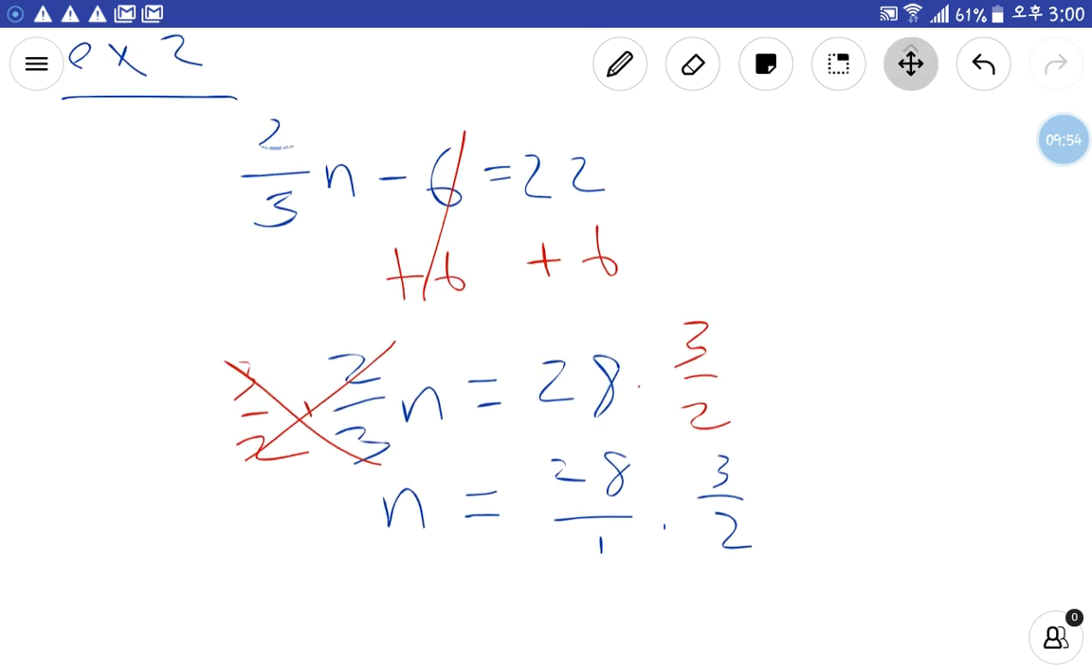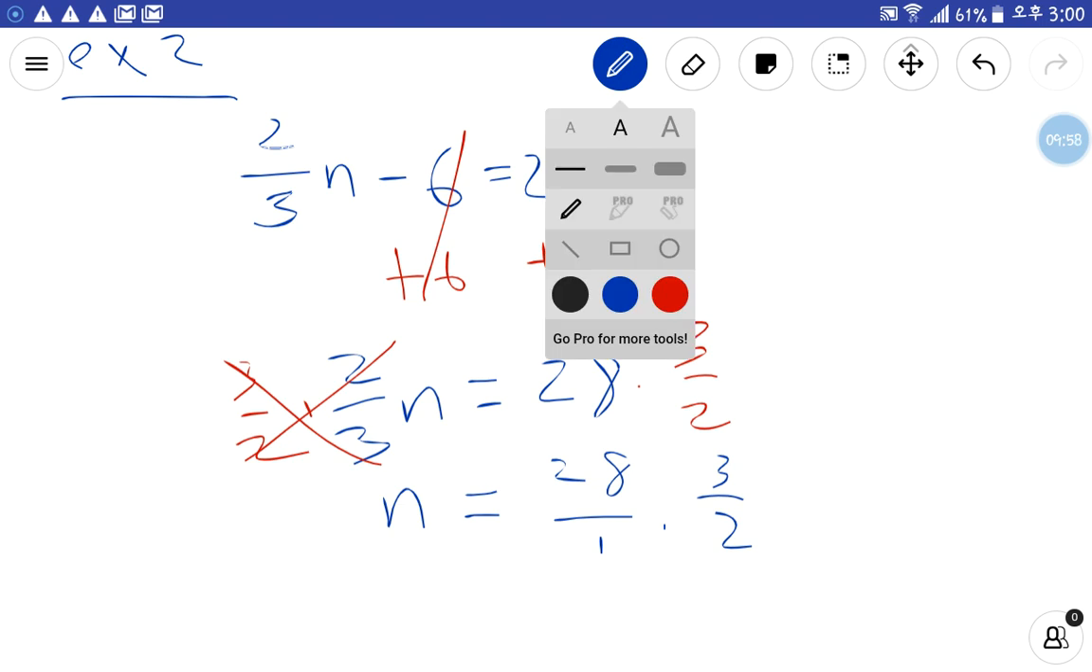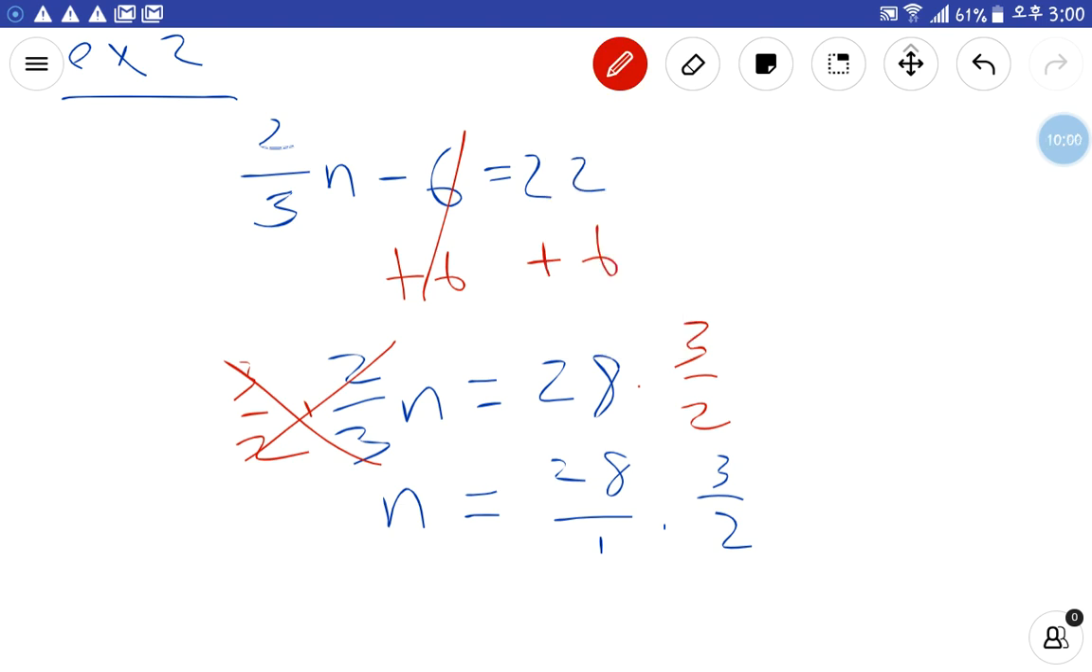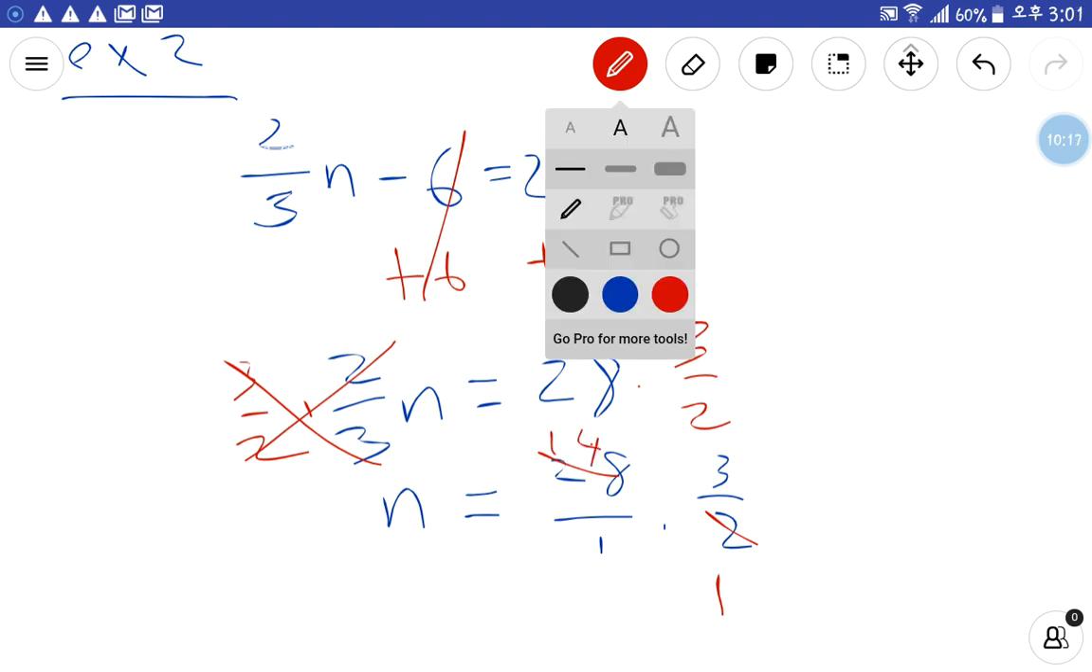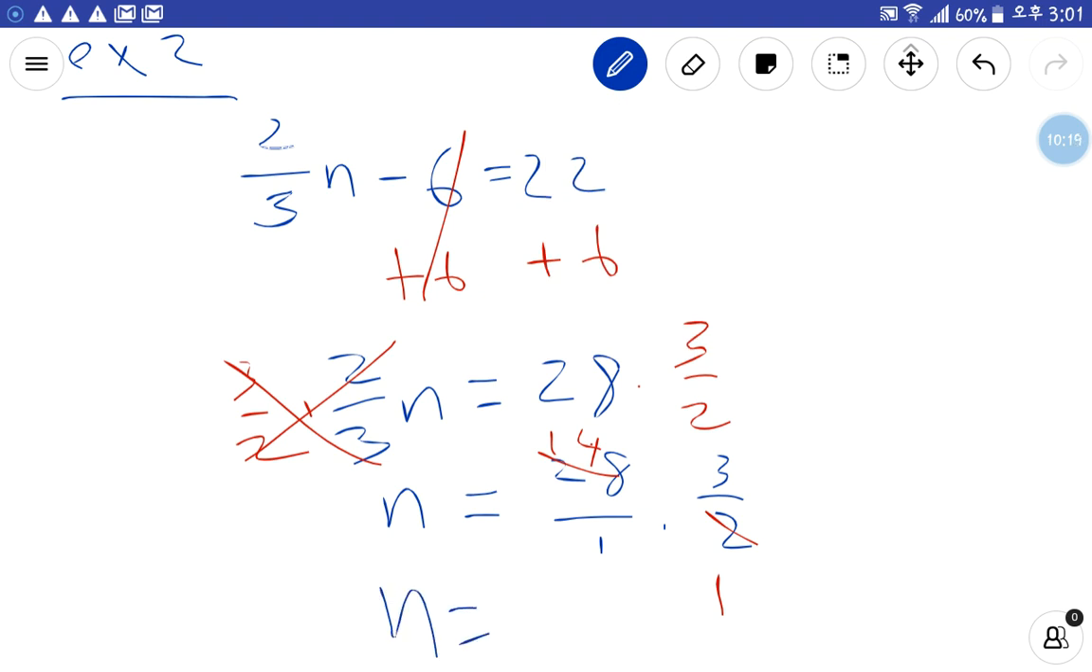So if you can do the cancellation, please go ahead. So 28 and 2. We always look at the cross line, right? 2 and 28. What is the greatest common factor of 2 and 28? Which is 2. 2 divided by 2 is going to be 1. 28 divided by 2 is going to be 14. Now what you have to do, 14 times 3, that would be 42.